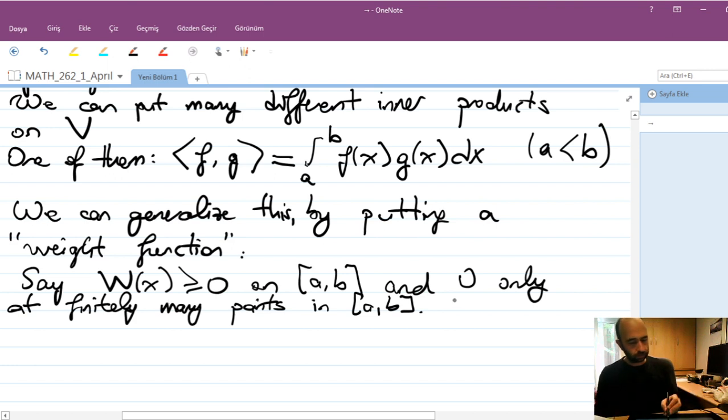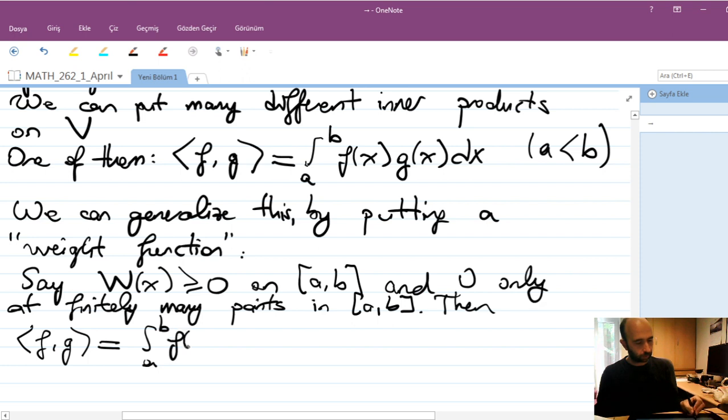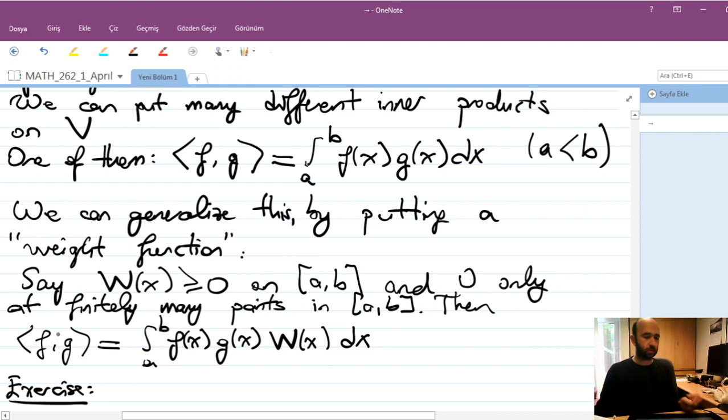Okay, then I'll change the integral inner product slightly. So it's again going to be an integral, but this time of f times g times this weight function. Okay, so the first exercise for you, which is rather standard at this point: show that this is really an inner product.